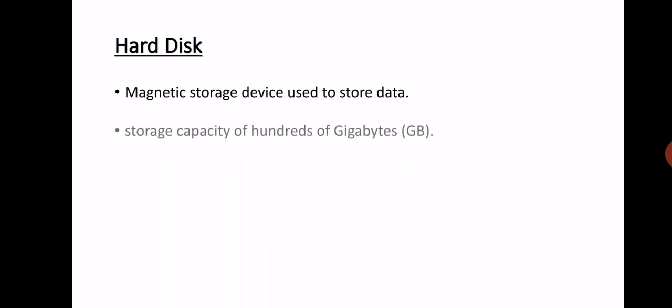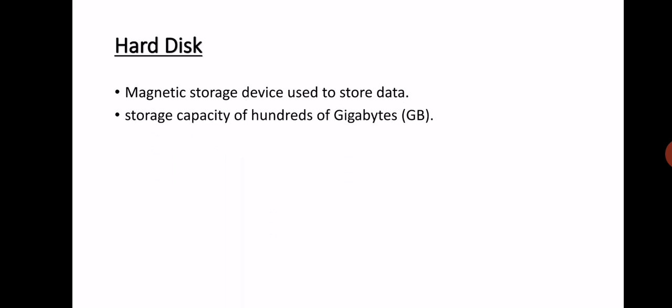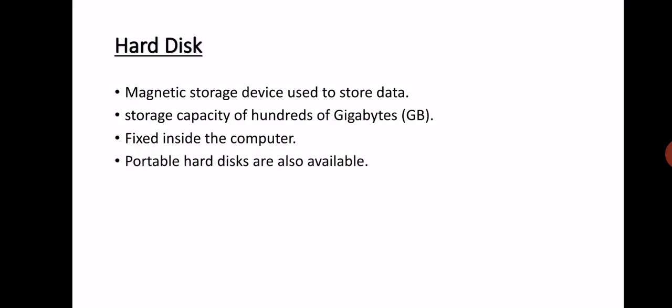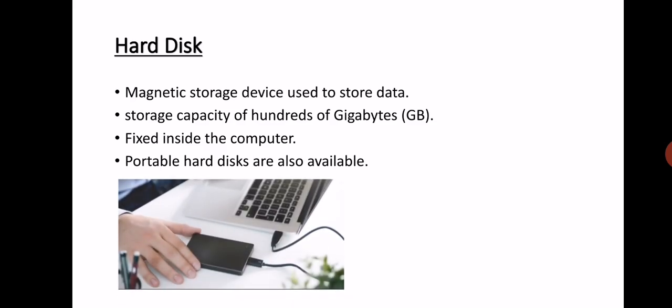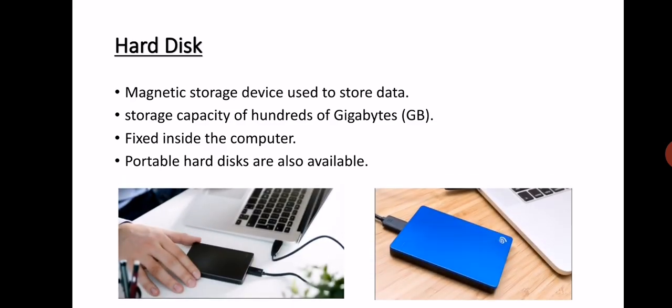Hard disk. A hard disk is a magnetic storage device used to store data. Hard disk has storage capacity of hundreds of gigabytes. Hard disk is fixed inside the computer. Now, in the market, portable hard disks are also available, like I have shown you in these two pictures.